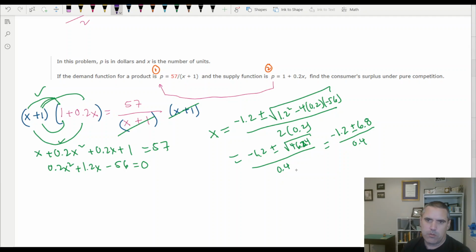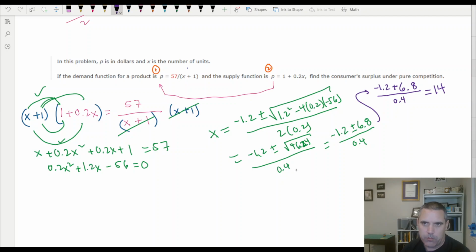Okay, so now there's two things. I know I'm looking for the positive one. So honestly, I would know at this point that I only needed to consider this plus 6.8 over 0.4 because that's the only way I'm going to get a positive number. But you could calculate them both and see that. And I'm going to divide by 0.4 and I got 14. Done. So that's the x at market equilibrium.